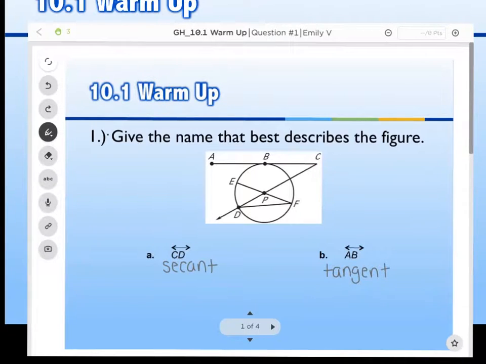So a couple people put tangent and segment. Be careful. If AB was to be a segment, then you would see the line over it without the arrows. That would be the difference between a tangent and a tangent segment. Point of tangency would be the single point B. Any other questions on that one?